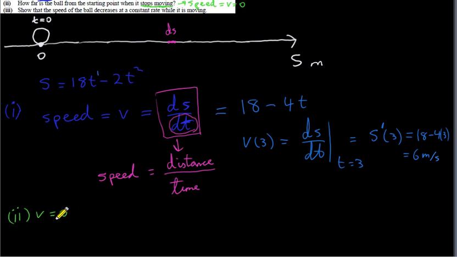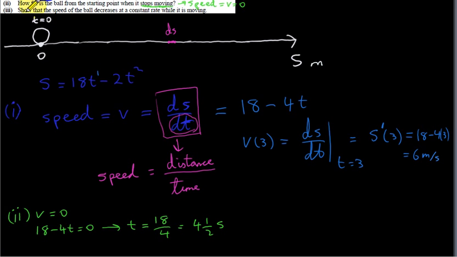So we put 18 minus 4t equal to 0, and we calculate the time. We can then calculate the time when the ball stops moving. So we just solve this equation. So we get minus 4t equals minus 18, or t equals minus 18 over minus 4, plus 18 over plus 4, which is 4 2/4, or 4.5. And this is in seconds. Time is in seconds. So at t equals 4.5 seconds, the ball stops moving. So that's the time that it stops moving.